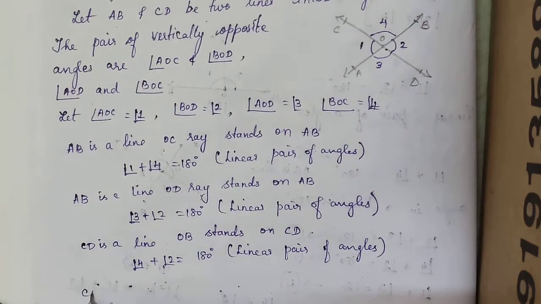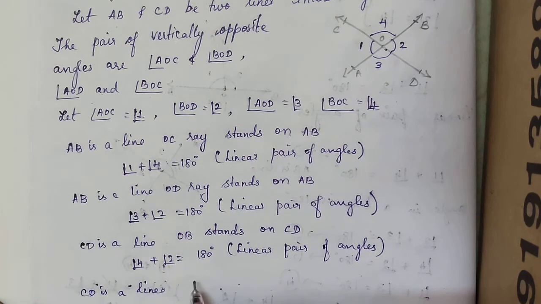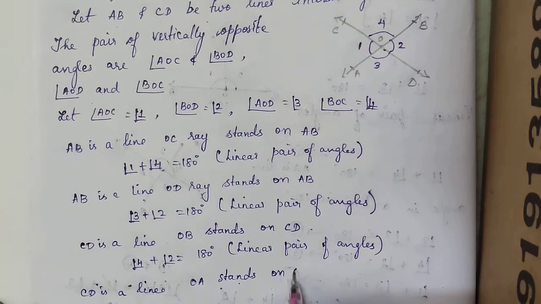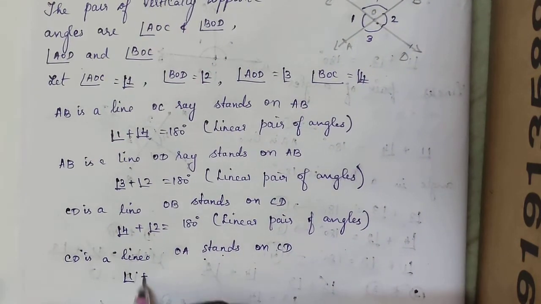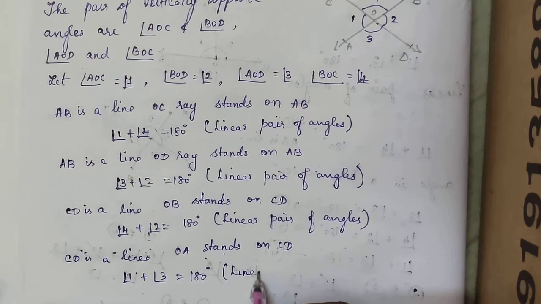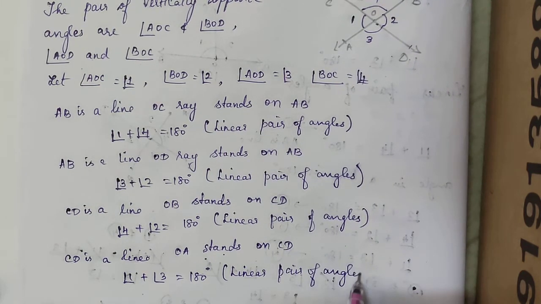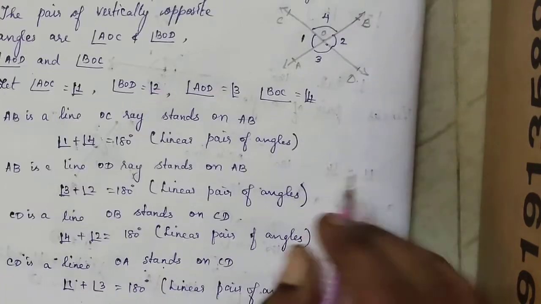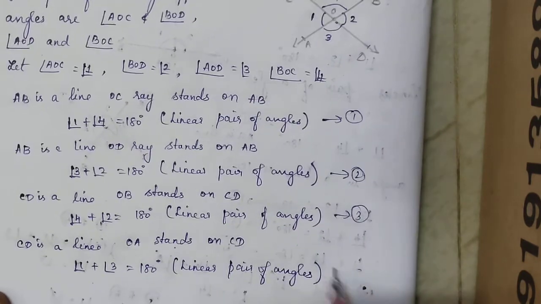Next, CD is a line. OA stands on CD. CD means next, angle 1 plus angle 3 is equal to 180. This is also a linear pair of angles. Every time we have to write the reason near to that. Now let us take these as 1, 2, 3 and 4.